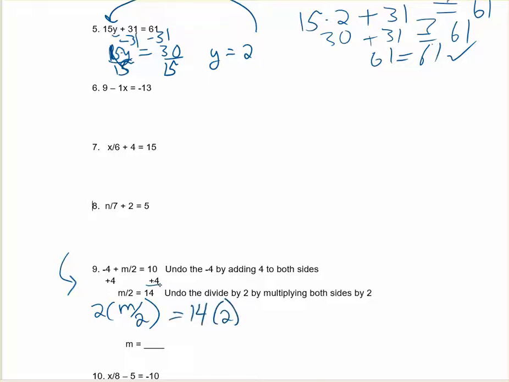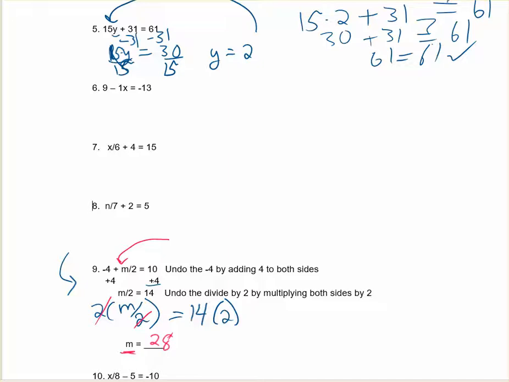Now on the left side, when I multiply m over 2 by 2, the 2's cancel, and I'm just left with m. That's what my goal was. On the right side, I still have to finish 14 times 2, and that's 28. And then again, you can check by putting your value that you got for your variable back into the equation and seeing if you get the same thing on both sides.